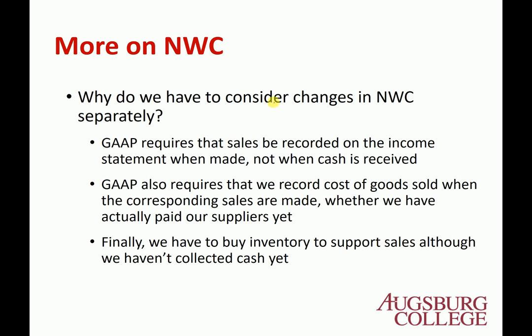So why do we have to consider the change in net working capital separately? You know, US GAAP requires your sales, like operating cash flow, to be recorded on the income statement when the sale is made, when it's a contract. It doesn't matter whether you receive cash or not. Even though you receive cash later on, you already recorded the sales. Same as the COGS, cost of goods sold. GAAP also requires you to record the corresponding COGS when the sales is made, meaning it doesn't matter whether you actually pay for it or not. So there's some gap between the cash collection and the cash payment. You have to cover those cash flows too.